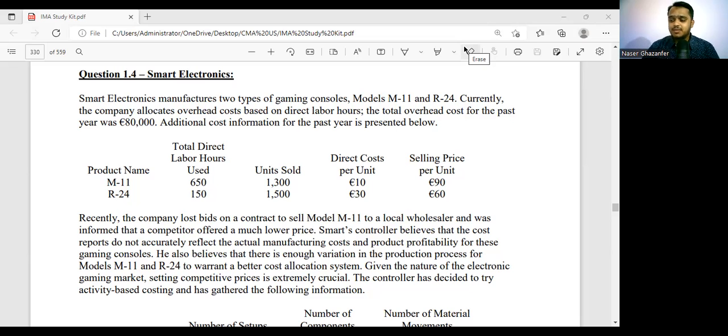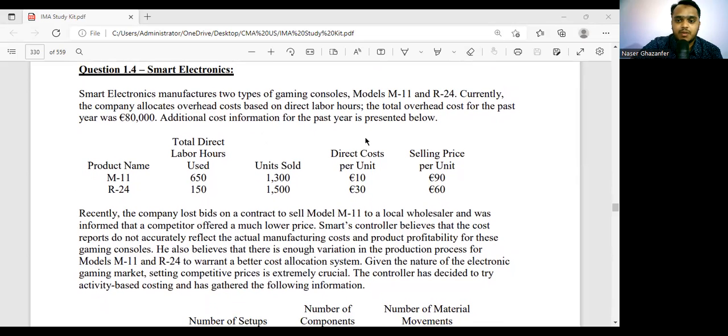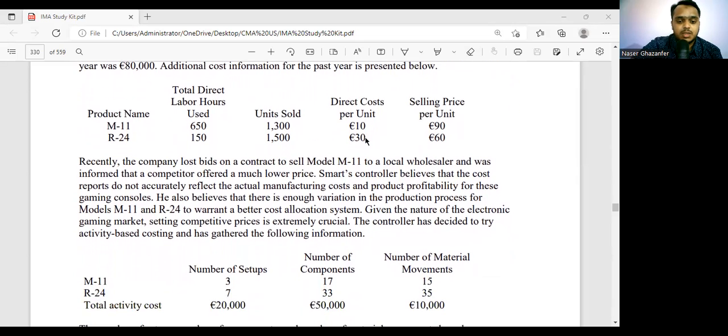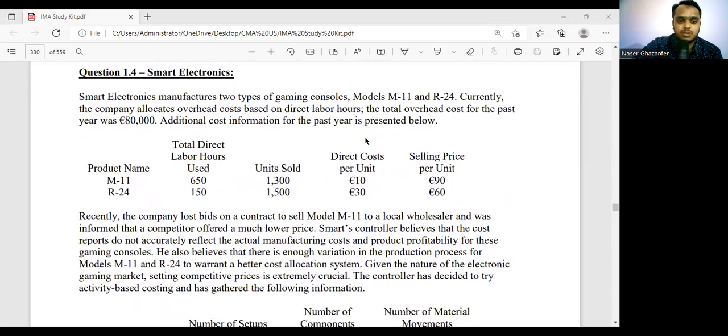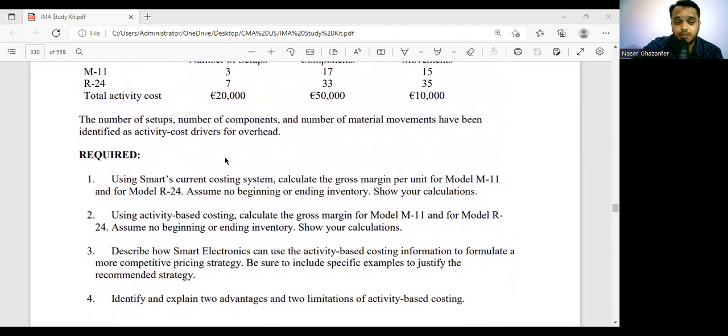Now what we'll do is get started with this particular problem, और इस प्रॉब्लम को सॉल्व करते हैं. चलो, तो whenever we have a question like this, what we need to do first is read the requirement. So I have chosen this question, and let's read the requirement first. So here's the requirement. Typically in the main examination also you'll receive a requirement similar to this. Using Smart's current costing system, calculate the gross margin per unit for model M11 and model R24. Assume no beginning or ending inventory.